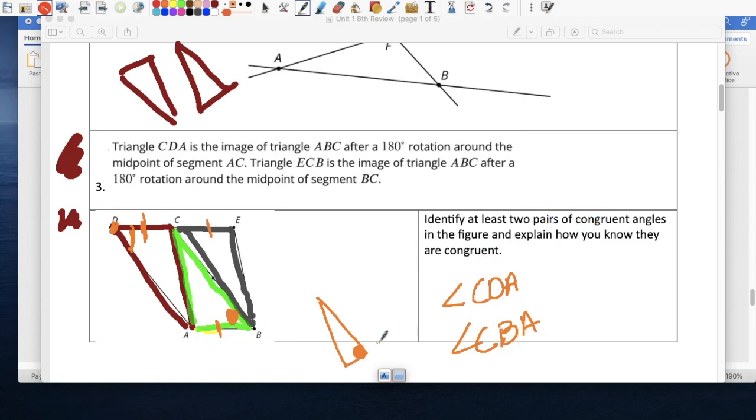Again, if you rotate this, can you figure out another pair of angles? Well, how about this guy right here, the one on the top? Let me change colors. That angle here, right at the tip of the triangle, is angle DAC. And in the green triangle, what would it be called? It would be called A and the vertex CB. So that's another pair of congruent angles.